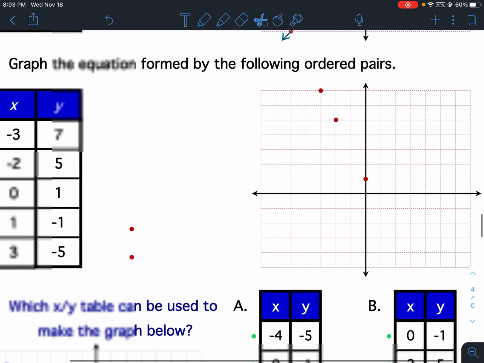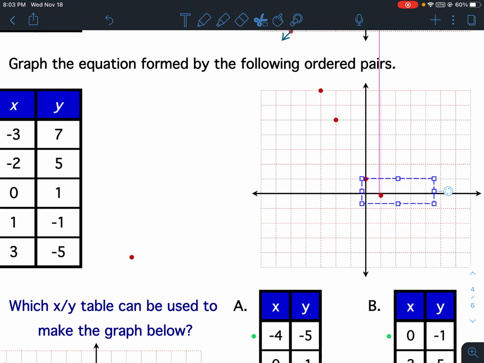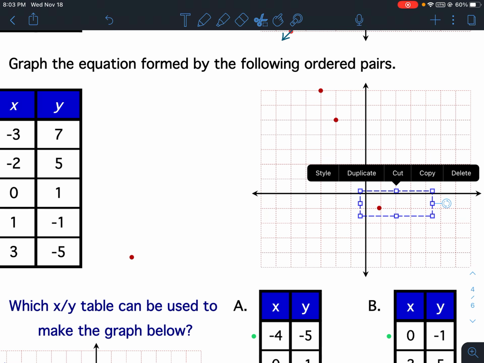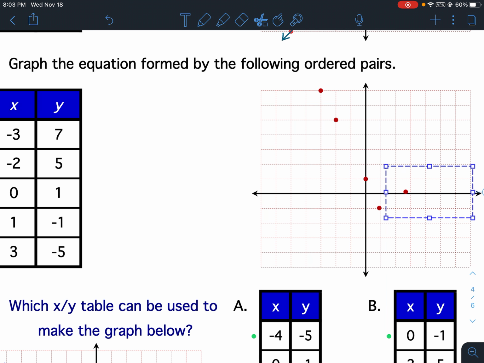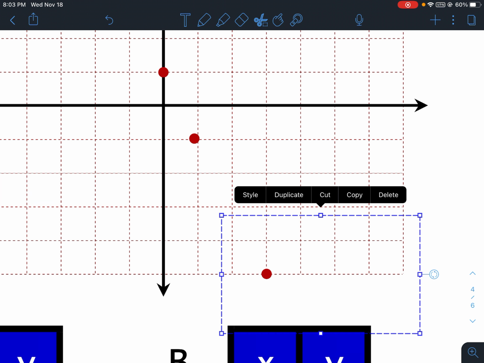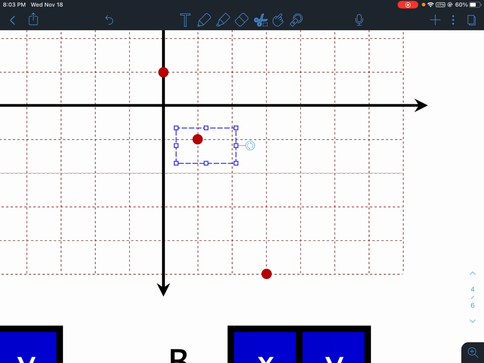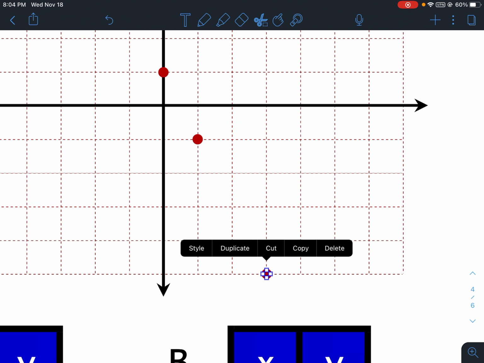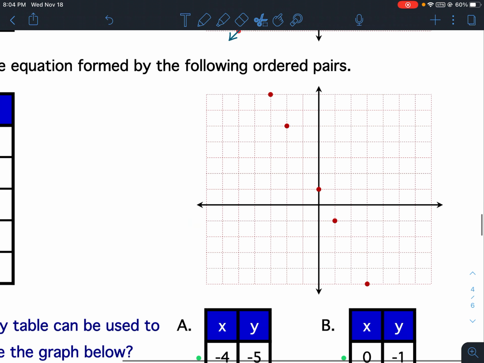Okay. Next is 1, -1. So I go to the right 1 and then down 1. And then last is 3 over 3 and then down 5. Okay. So, double check. Do your points fall the same place mine do? Are they plotted the same place mine is plotted? Mine are plotted.